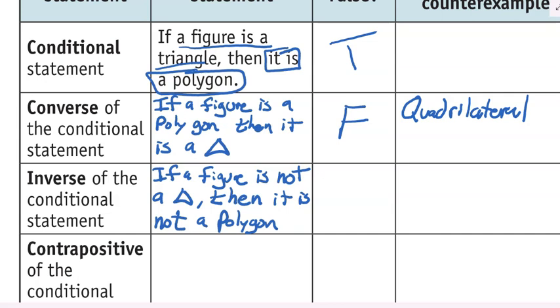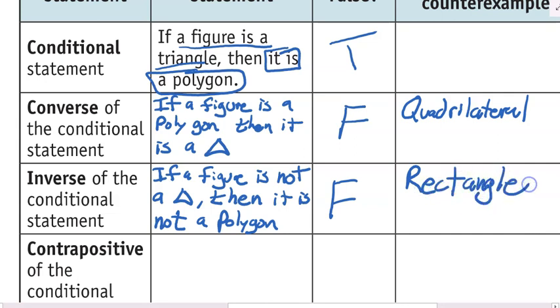So can we think of some figures that meet the hypothesis of not being a triangle? Like a circle or a rectangle, those are some good examples. Can we think of any that are polygons? A rectangle is not a triangle, so it meets the hypothesis, but it is a polygon. We're trying to find a counterexample that meets the hypothesis but says the opposite of the conclusion. So this one is false because of a quadrilateral, or a rectangle. I mean, a rectangle is a quadrilateral, but that's the one I used in the example. It meets the new hypothesis for this inverse, it's not a triangle, but it is a polygon. So it's the opposite of the conclusion. That's the counterexample we came up with.